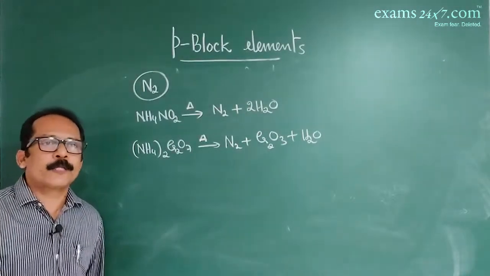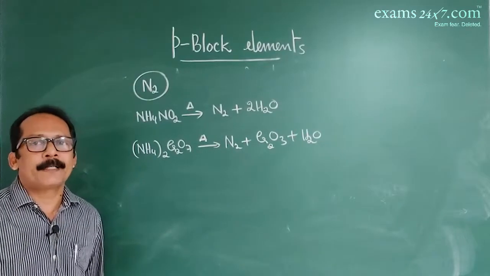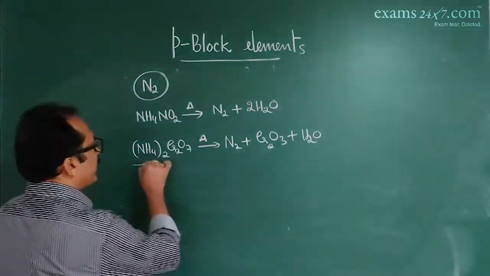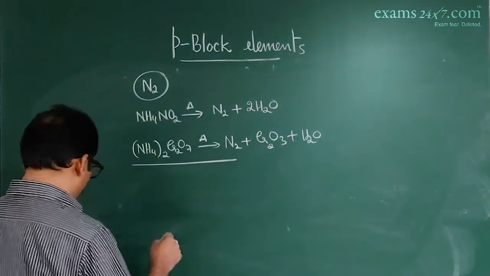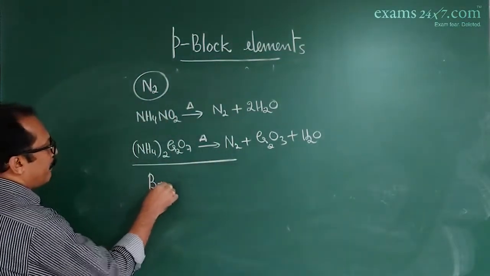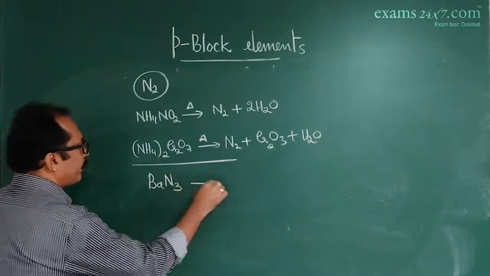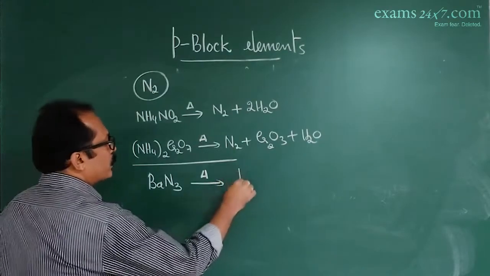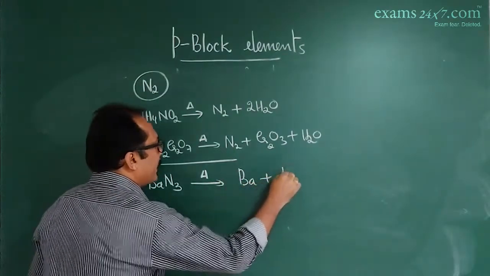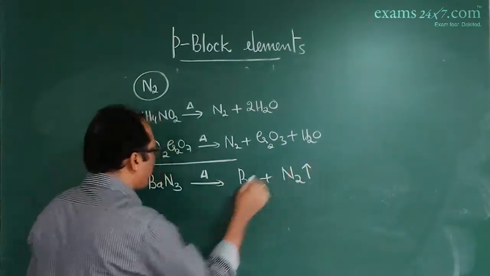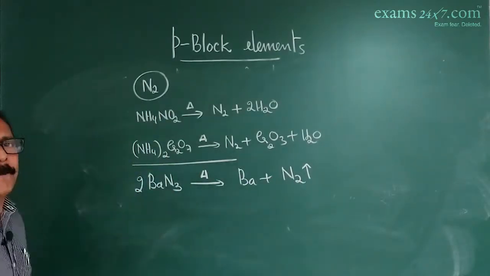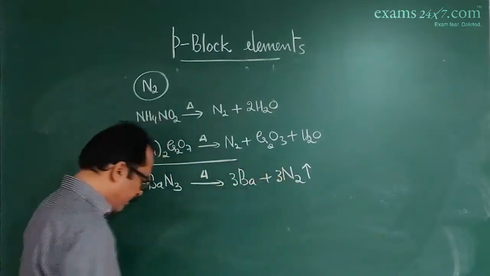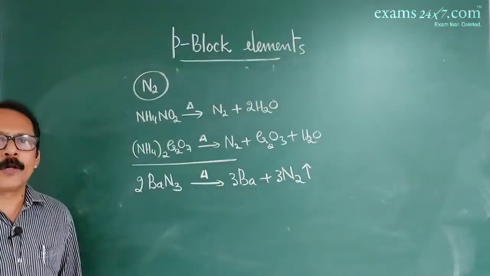Very pure nitrogen is obtained by heating barium azide or sodium azide. Now, it's about the preparation of very pure nitrogen. Barium azide, Ba(N3)2. On heating, that decomposes to give barium, liberating nitrogen. The obtained nitrogen is very pure. This is about the preparation of pure nitrogen.